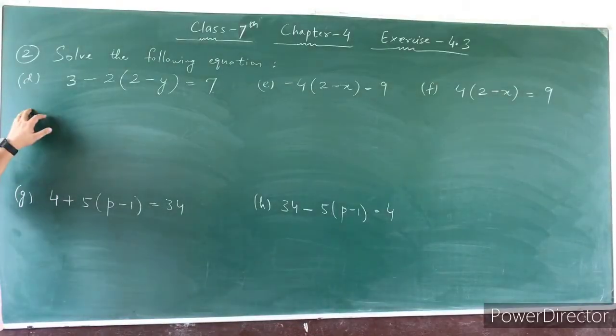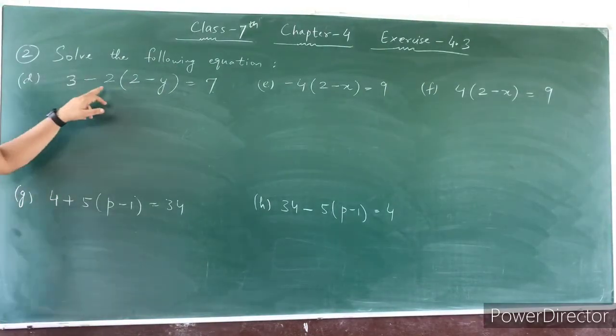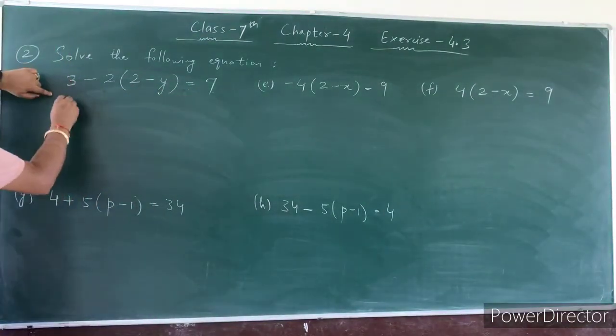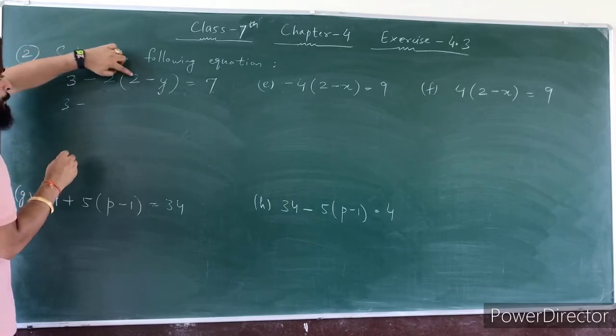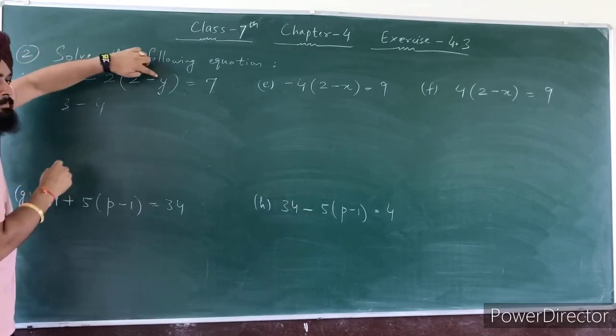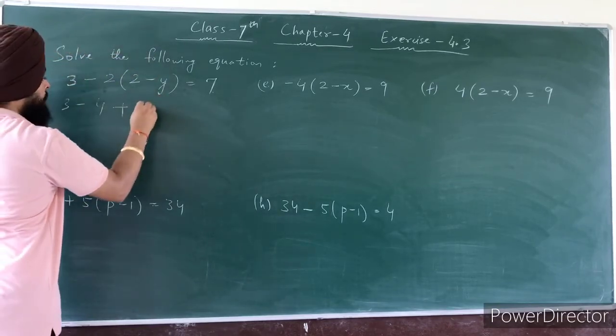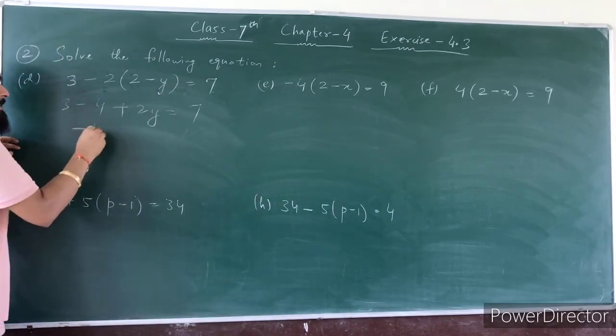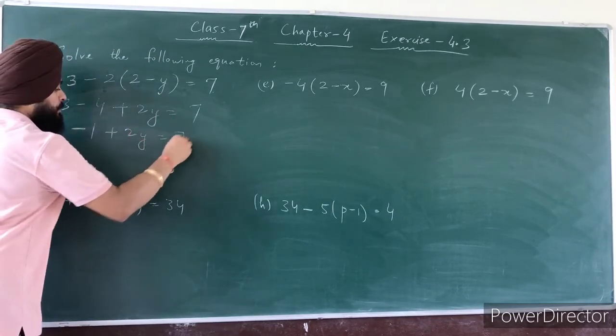Next, see the D part of question number 2. 3 minus 2 multiplied by (2 minus y) is equal to 7. So first we can solve the left hand side. 2 into 2 is 4, minus minus plus 2 into y, 2y, is equal to 7. Or 3 minus 4 is minus 1, plus 2y is equal to 7.